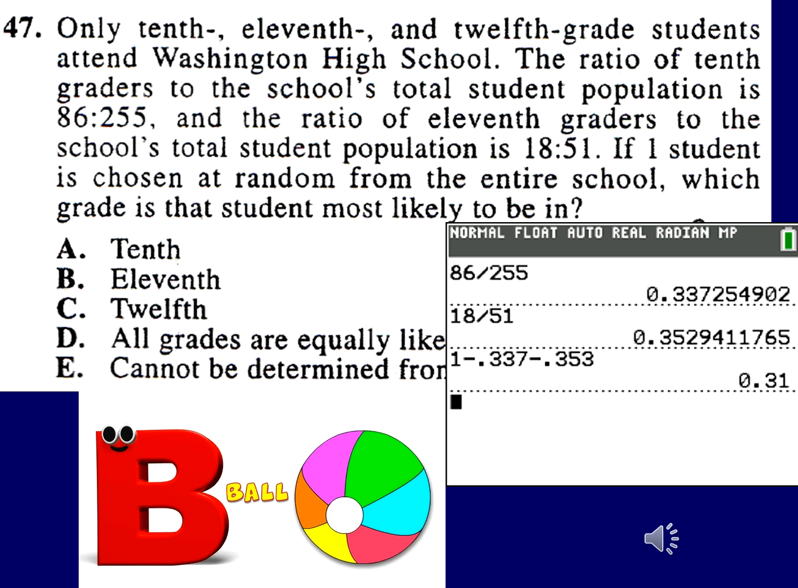Now I know that altogether we must have 100% of the students in some class. So what I did is I took 100%, or 1, and I subtracted off the probability that they're a sophomore, and I subtracted off the probability they're a junior. Since there's only 3 grades in this school, what's left has to be the probability of seniors, and that's about 31%. The question is, which class is most likely? Well, the highest of these is going to end up being 11th grade, and that's why the answer is B.